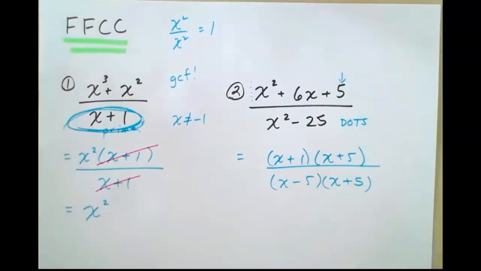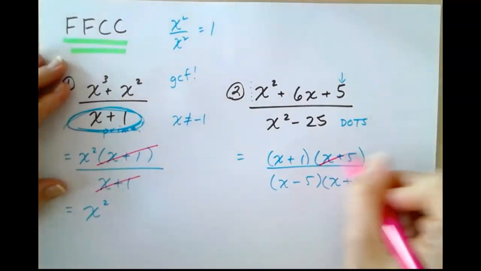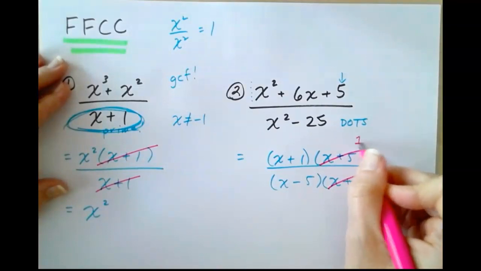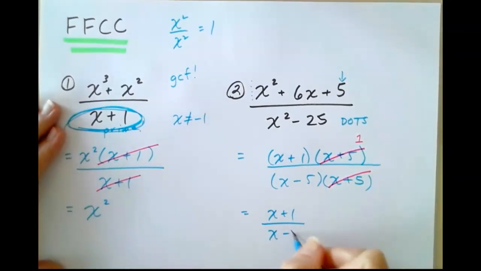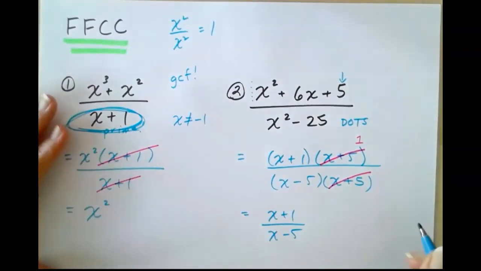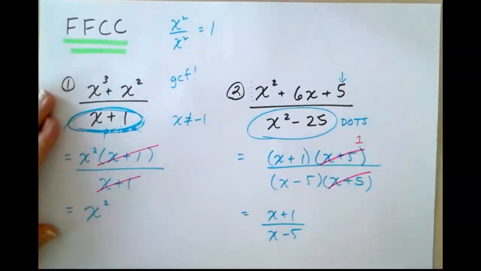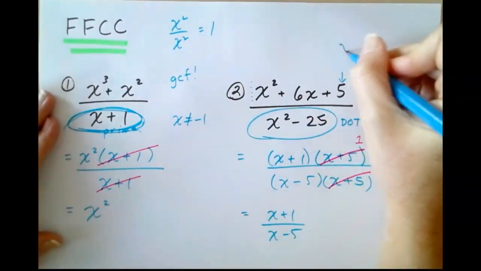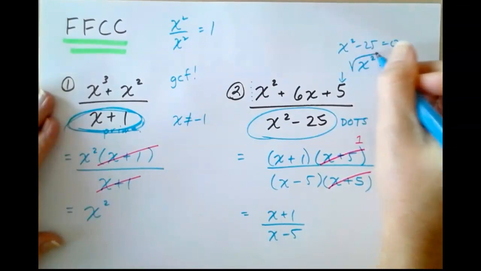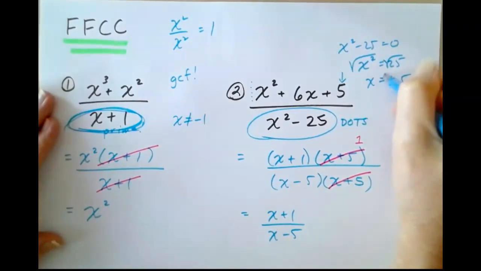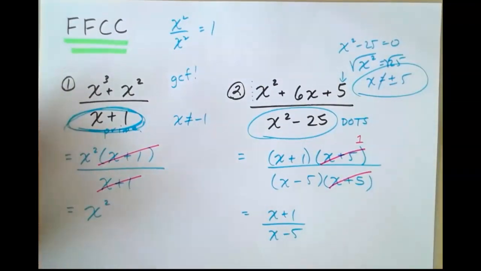Looks like we have an identity right there. x plus 5 over x plus 5 is equal to 1. So we are left with x plus 1 over x minus 5. Once again, if we're talking about the domain restricted values, we go to the original problem. If we were to set x squared minus 25 equal to 0, then x squared equals 25, square root, x equals plus or minus 5. So our domain restricted values would be positive 5 or negative 5.